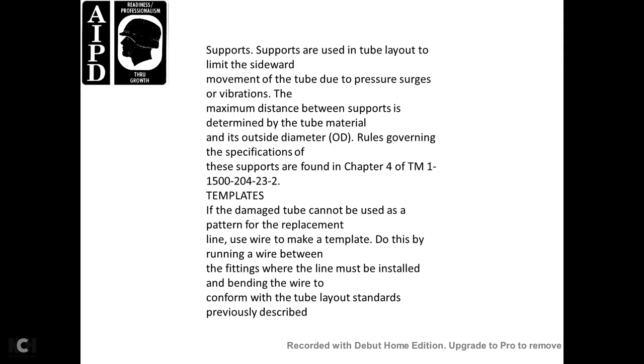Supports are always used in tube layout to limit the sideward movement of the tube due to pressure surges or vibration. The maximum distance between supports is determined by the tube material and outside diameter. The rules governing the specification of these supports are found in Chapter 4 of TM 1-1500-204-23-2.